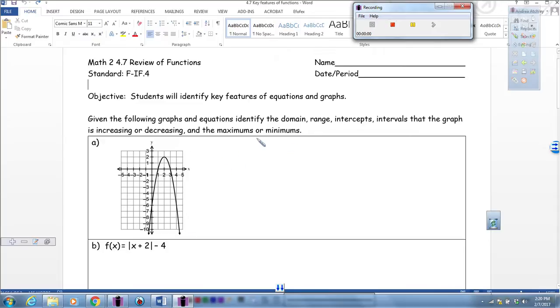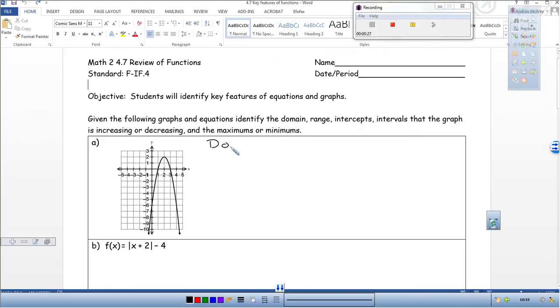Okay, so let's start with the domain and range. Remember, the domain is the x values, so left and right. How far left and right the graph goes. As this gets lower and lower, it's still going to get wider and wider. The domain for this is going to be negative infinity to positive infinity. And all parabolas, if they're facing up or down, will have that same domain.